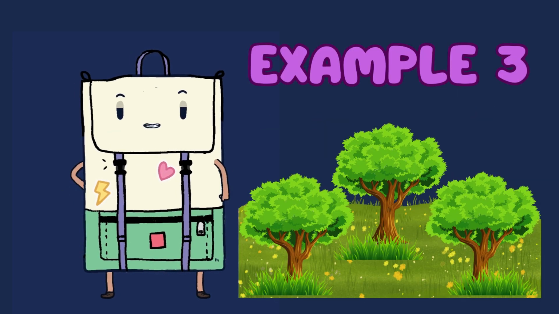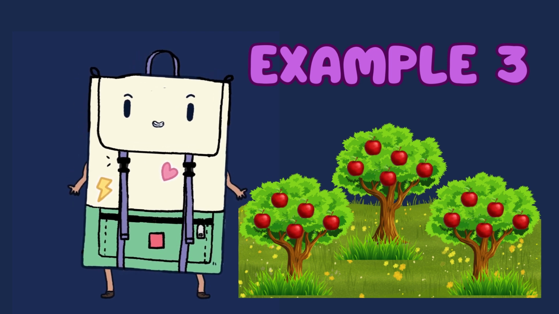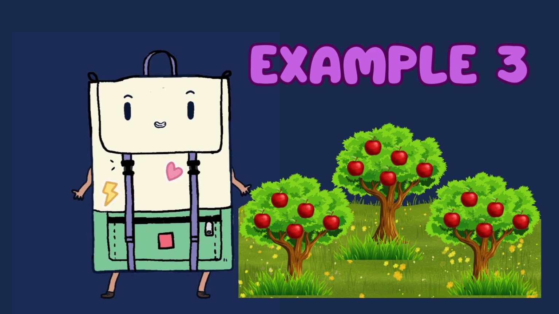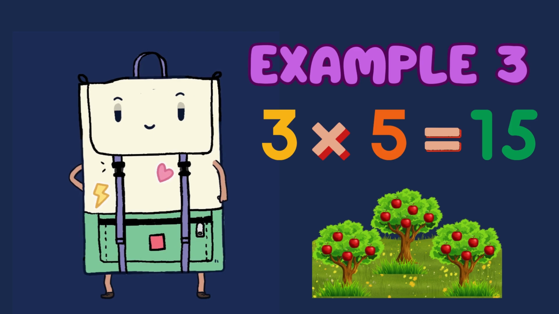Example 3. I see 3 trees, and each tree has 5 apples. How many apples are there? Let's multiply. 3 times 5 equals 15.